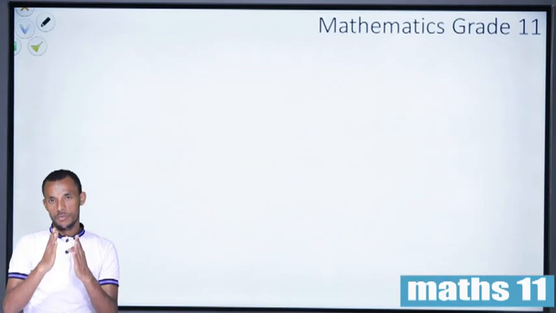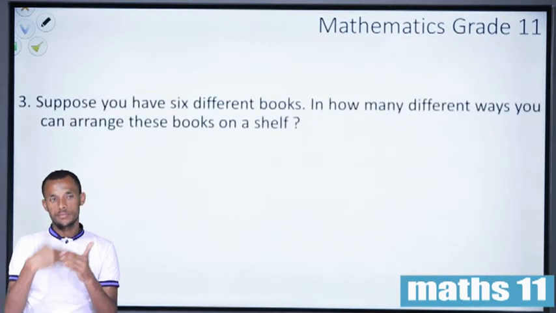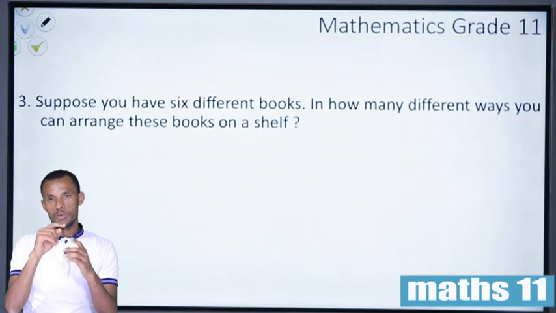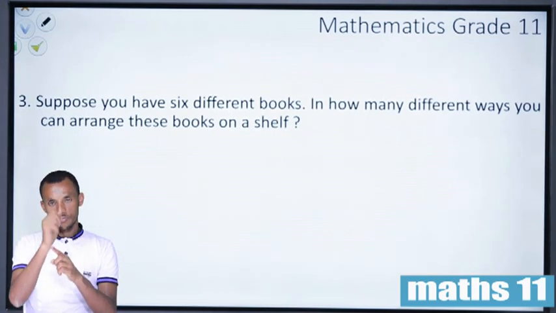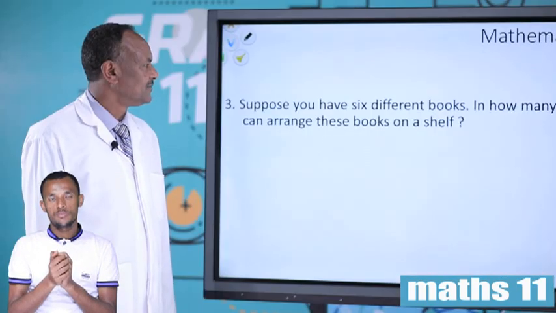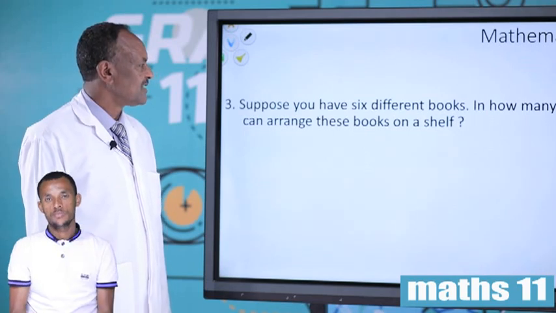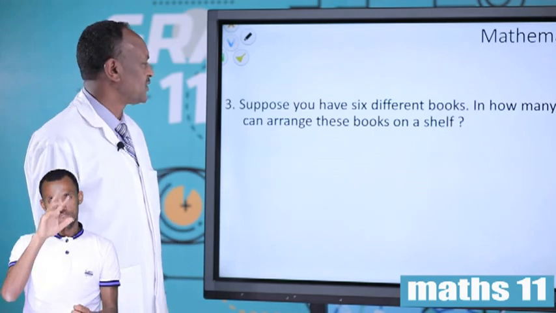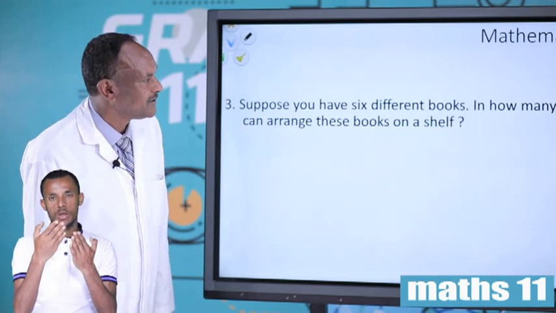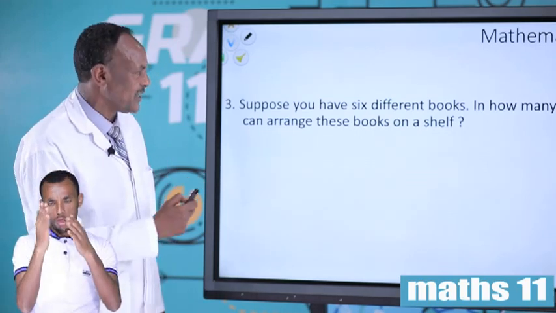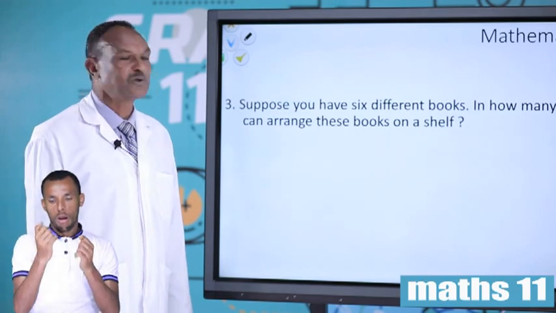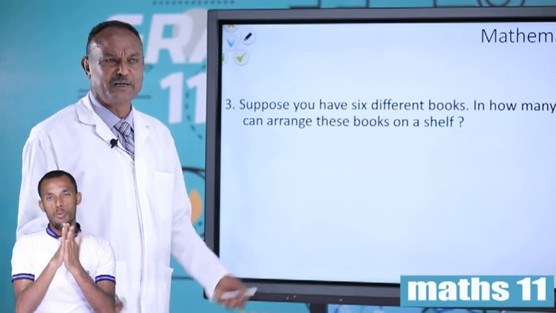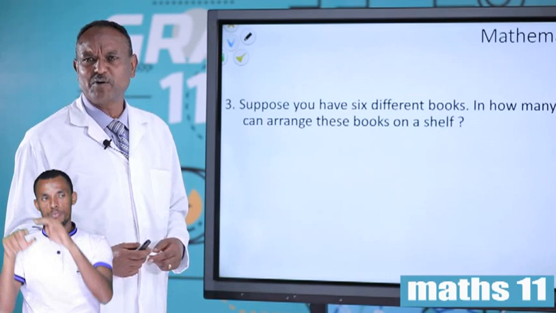Next question. Try to do exercise 3. Suppose you have 6 different books. In how many different ways can you arrange these books on a shelf? In how many different ways? So what type of question is this?